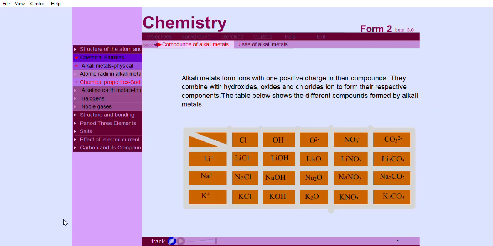Alkali metals form ions with one positive charge in their compounds. They combine with hydroxide, oxide and chloride ions to form their respective compounds. The table below shows the different compounds formed by alkali metals.